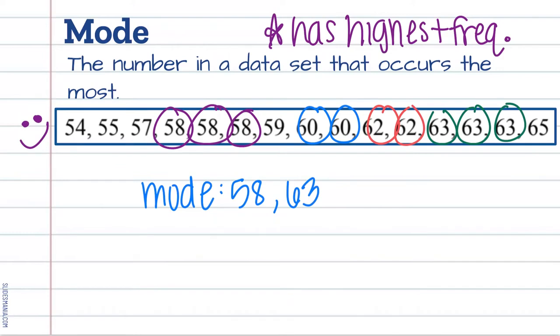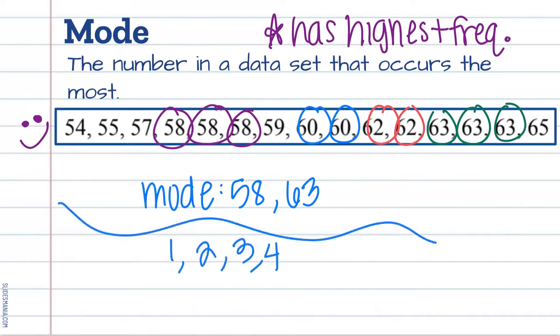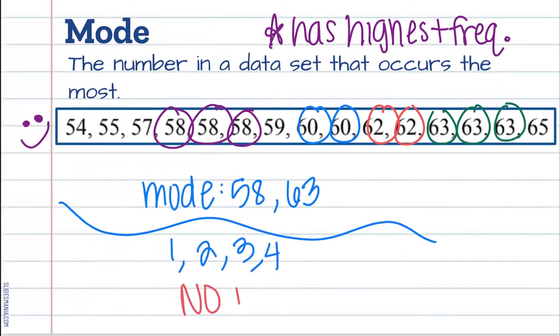If I have a data set, for example, 1, 2, 3, and 4, and I don't have a number that has a frequency that's the highest, if they all have the same value of frequency, then I don't have a mode.